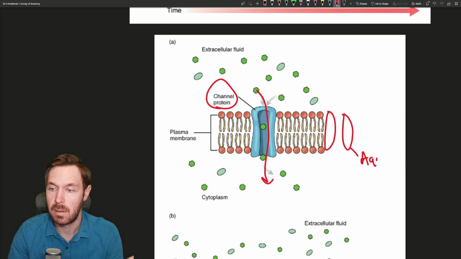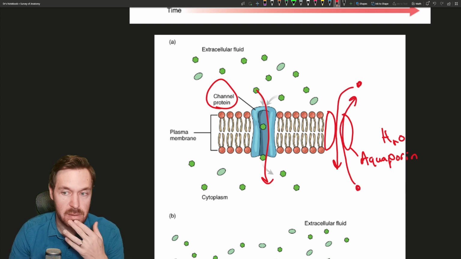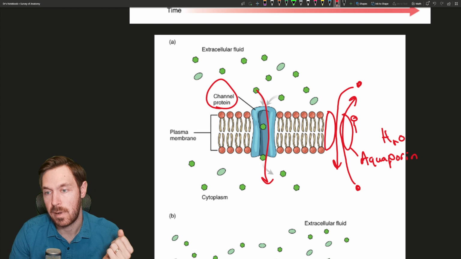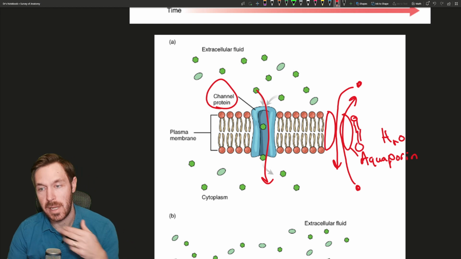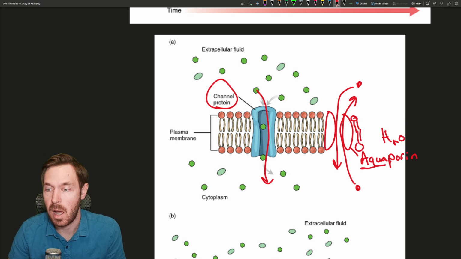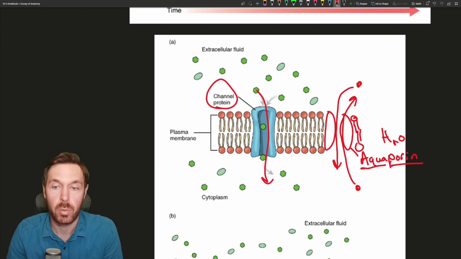So here, aquaporin, it's a protein channel that specifically moves water. So water out here could move in or out of the cell. That's a molecule of water. You would have more phospholipids right here too. And that's just a channel protein. So aqua is water, porin is pore. It literally means water pore, which is kind of cool.